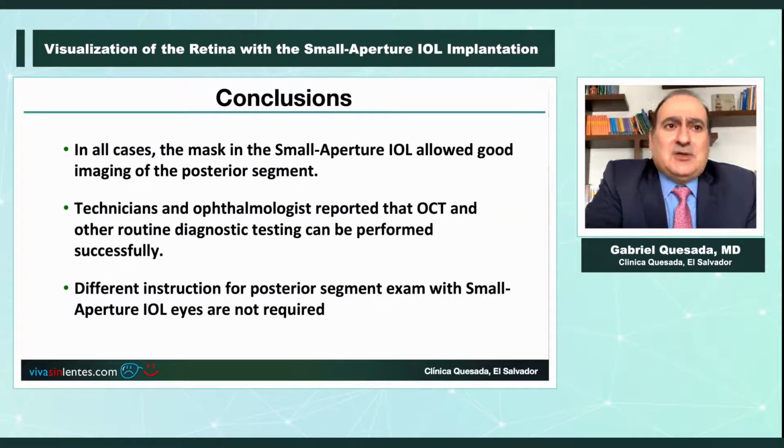So in conclusion, we will say that in all cases, the mask in the small aperture IOL allowed good imaging of the posterior segment. Technicians and ophthalmologists reported that OCT and other routine diagnostic testing can be performed successfully, and different instructions for posterior segment exam with a small aperture IOL are not required.